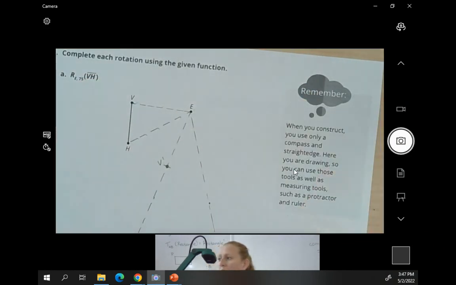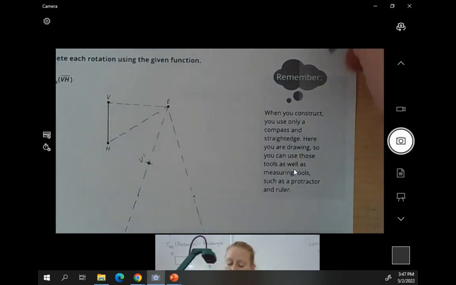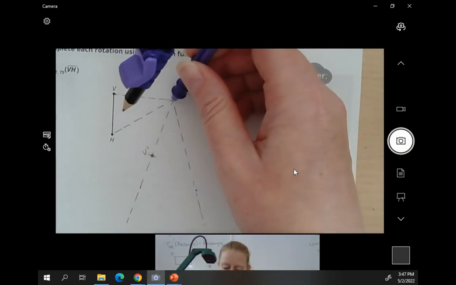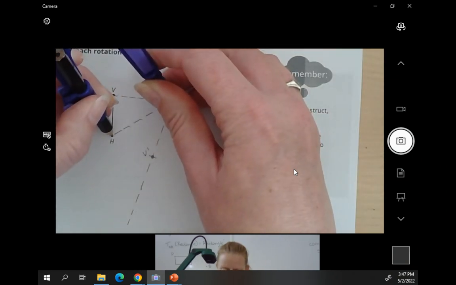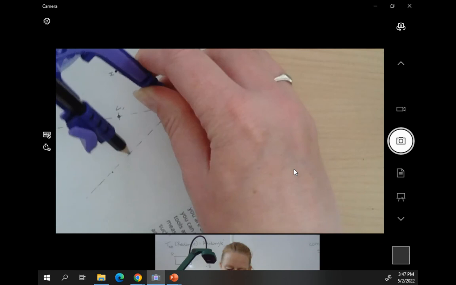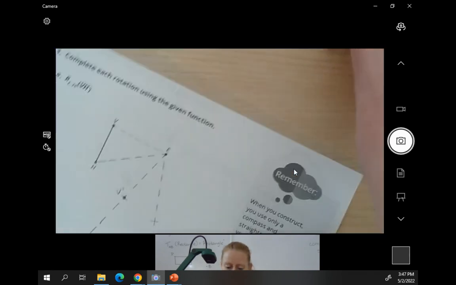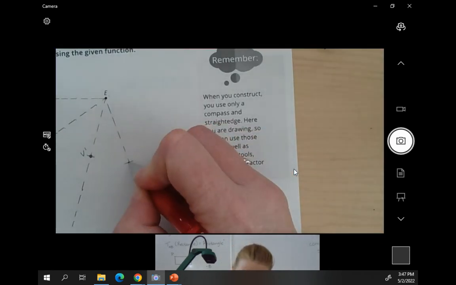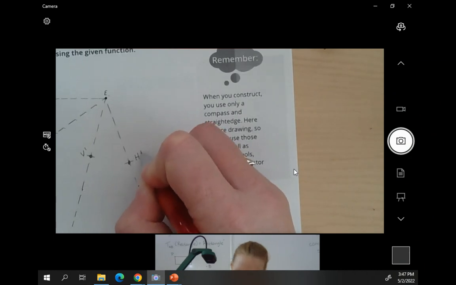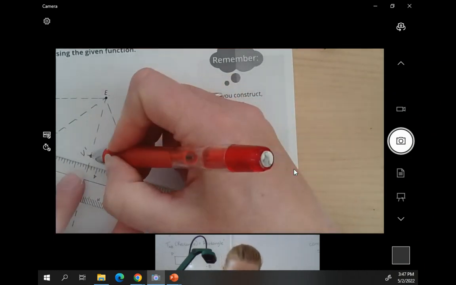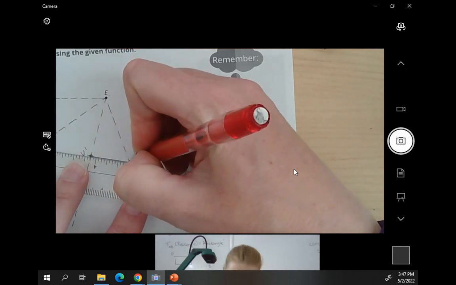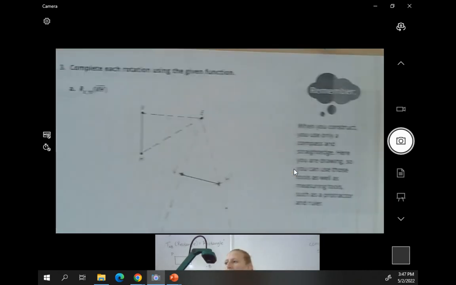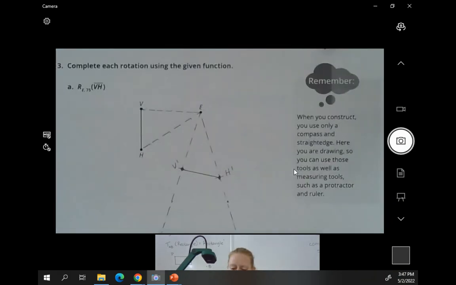It's way too long. We know it's way too long, so I'm going to use my compass, stabby guy on E, pencil side on H, and then I'm just going to come around and make a mark. And there's the new one. That should be H prime. And now I'm going to use my straight edge and restore my segment to its former glory. Ooh, look at that. That's a nice rotation.